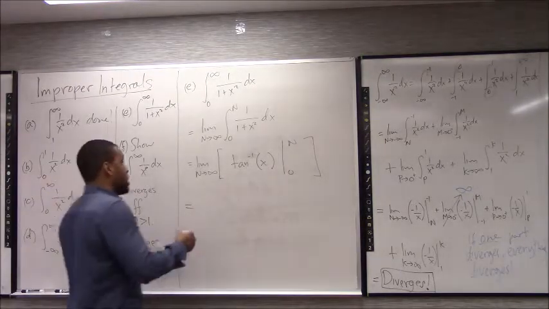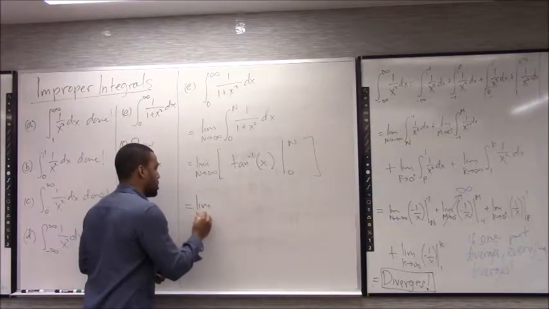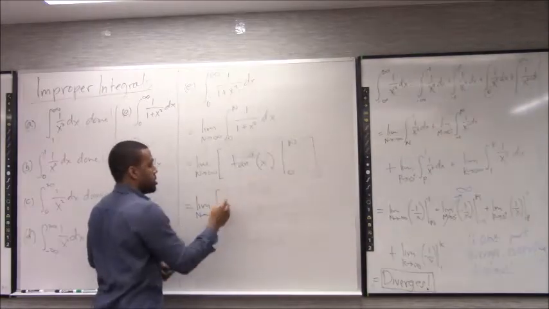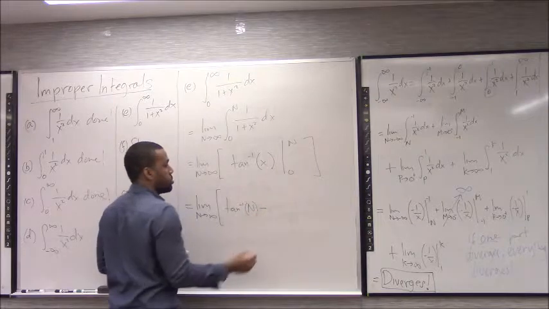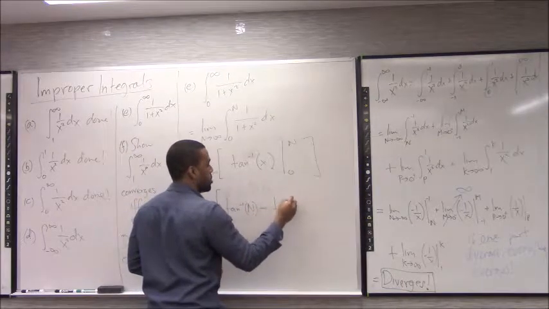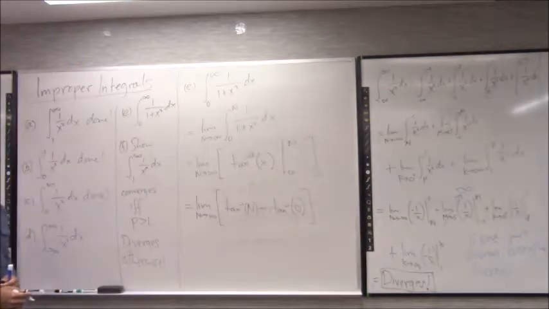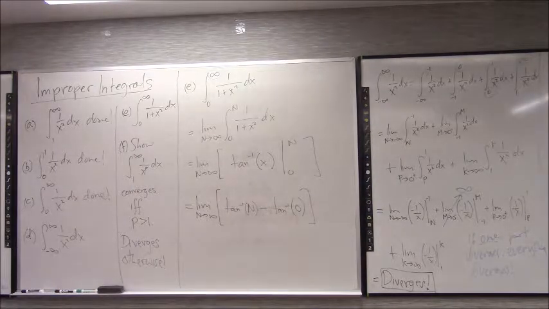Now I would just apply the fundamental theorem of calculus. Again, I'm keeping this limit here. So I'm waiting until I have this expression. Plug in n, so this is the tan inverse of n, minus plug in 0, so this is the tan inverse of 0. What is tan inverse of 0? Do we know that?